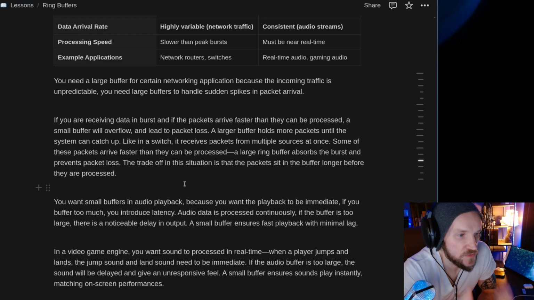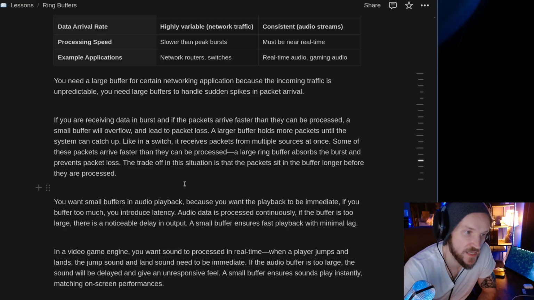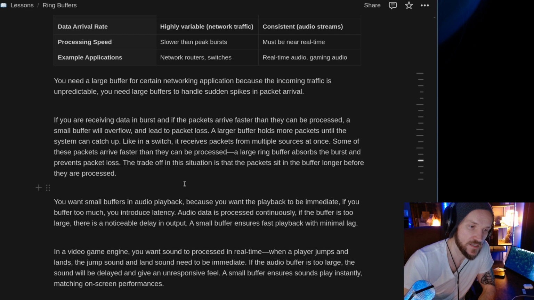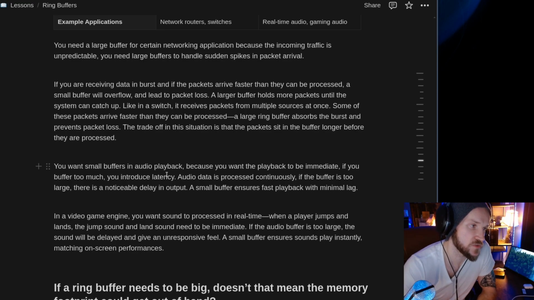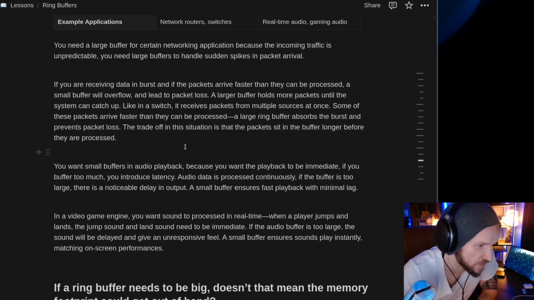And so if you're receiving data in bursts, and if the packets arrive faster than they can be processed, a small buffer will overflow, right? And you'll get packet loss. And so a larger buffer can allow you to hold more of those, all right? And so this goes into a little bit more about small versus large buffers and when you would want to use them. But hopefully that makes sense.